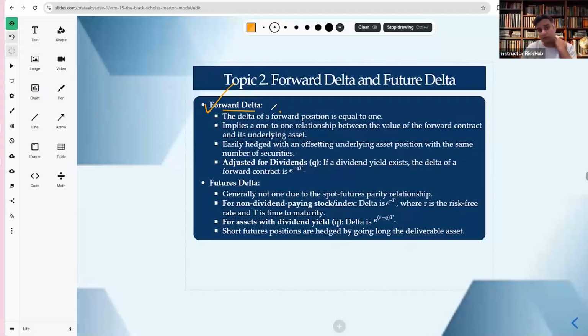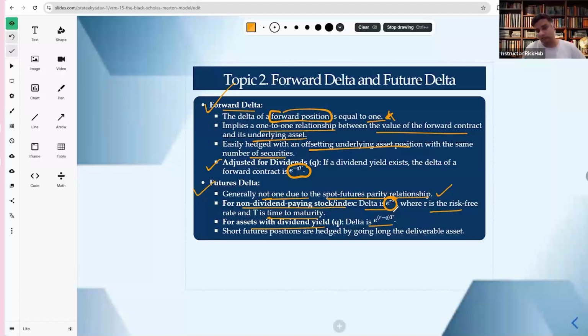Now, delta of a forward position. Delta of a forward position is equal to 1. Remember this part. Delta of a stock is also 1. It implies a one-to-one relationship between the value of the forward contract and the underlying asset. Easily hedged with an offsetting underlying asset position with the same number of securities. Adjusted for dividend, please understand, the delta where you have dividend is e^(-qT) into 1. Futures delta is generally not 1 due to the stock-futures parity relationship. For a non-dividend paying stock, delta is e^(rT), where r is the risk-free rate and T is the time to maturity. For an asset with dividend, it is e^((r-q)T).